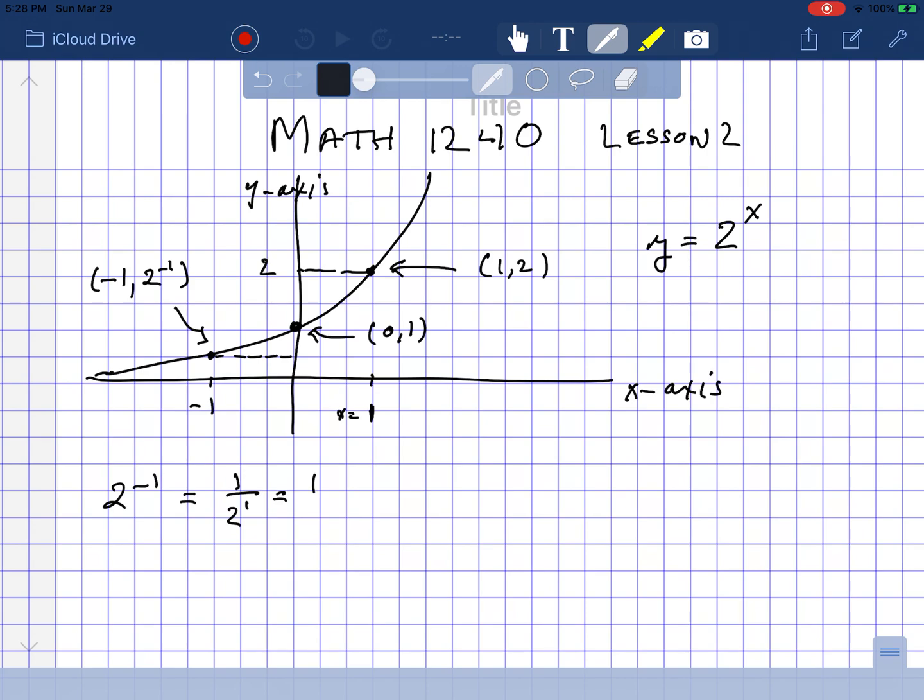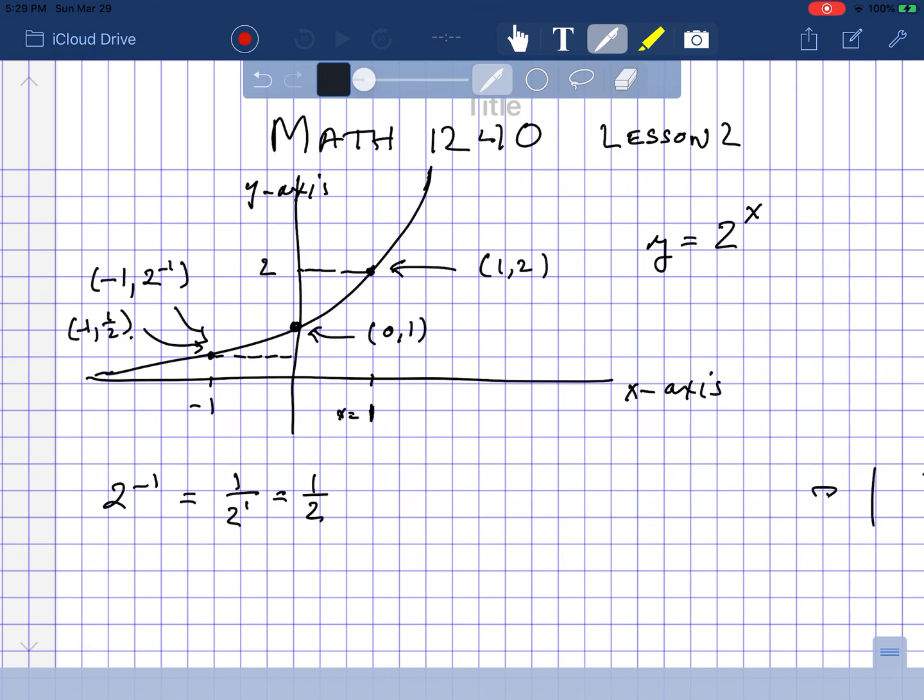equal to 1 over 2 to the 1 power, which is equal to 1/2. So the coordinates of this point are -1, 1/2, right? So what we can say about this curve is that it rises very, very rapidly on the right-hand side, and on the left-hand side, it decays quickly to the x-axis, right?